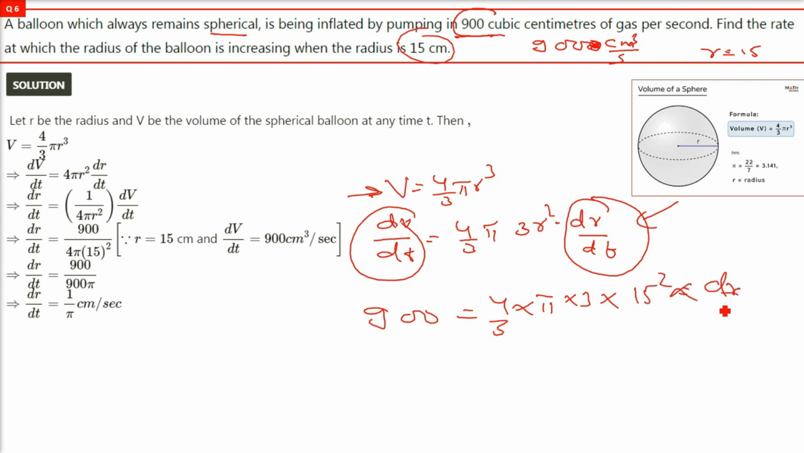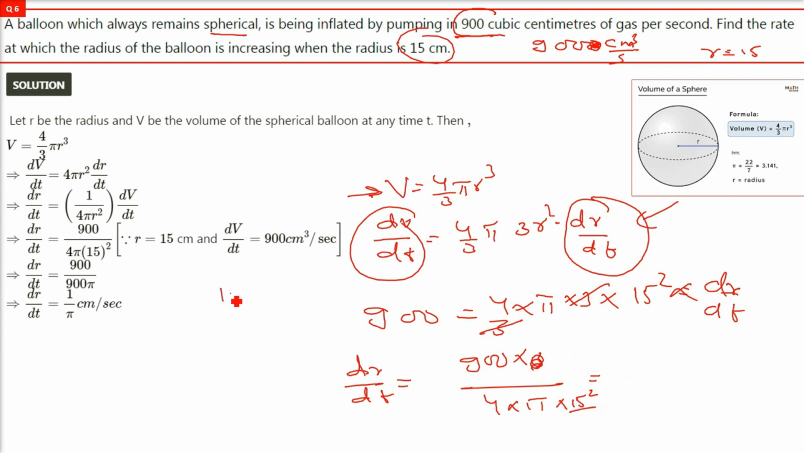And dr by dt, in order to compute this, just take dr by dt on one side. All other things you just push to the other side. So 900, 3 gets cancelled, 4 pi will come in the denominator, 15 square will also come in the denominator. 15 square is 225, 225 into 4 is, I'll just compute it, that is going to be 900 anyways. So we have 15 into 15, which is 225. Into 4, you already know 225 into 2 is 450, 450 into 2 is 900.